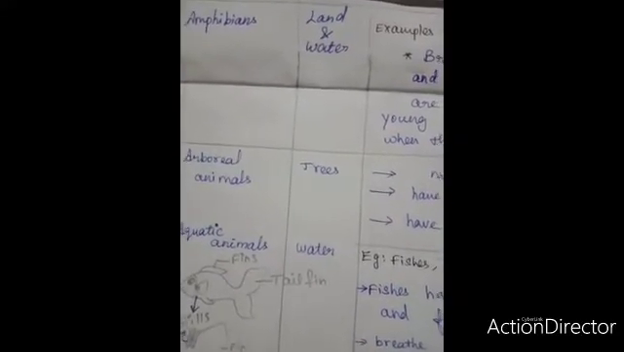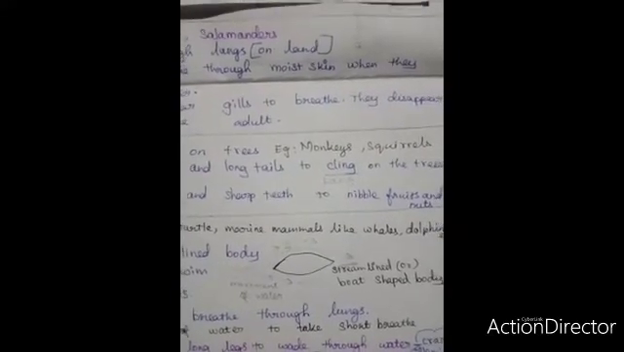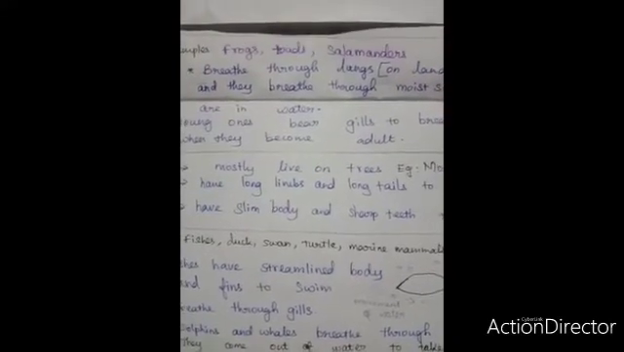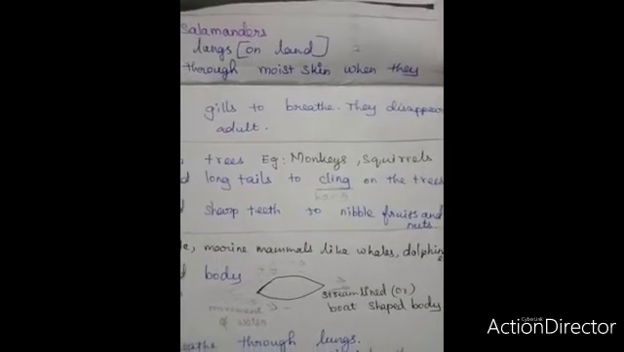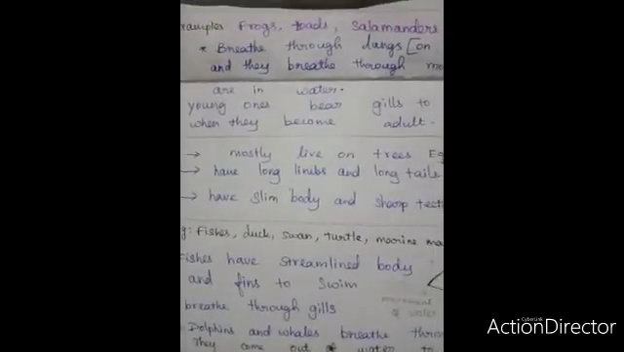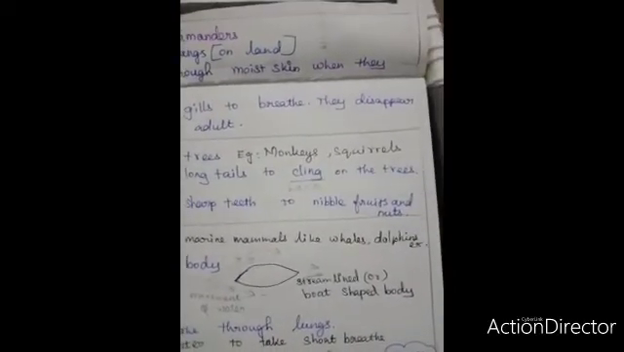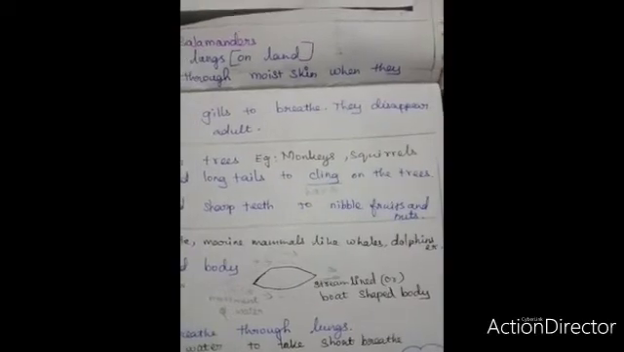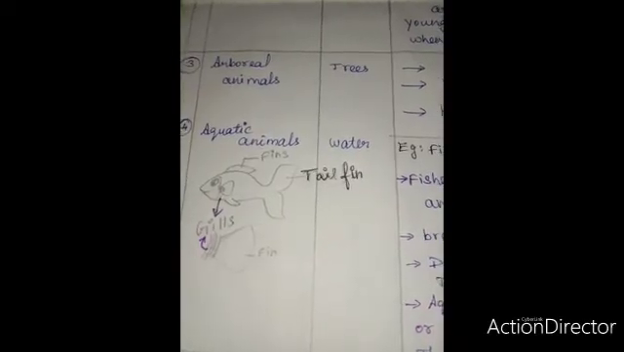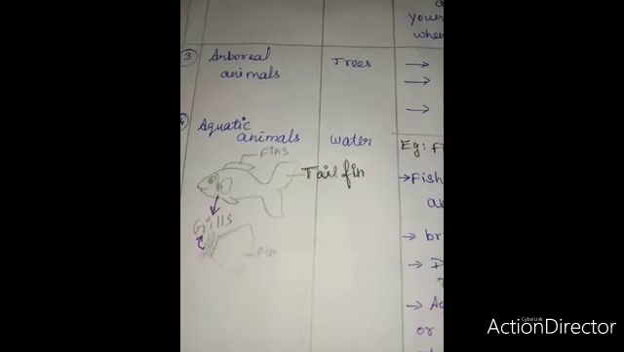Arboreal animals. Arboreal animals are the animals which live on trees. Animals like monkeys and squirrels, they spend most of their time on trees. They also have long limbs and long tails to cling on the trees. They have slim body and sharp teeth to nibble fruits and nuts. Aquatic animals. They are the animals which live in water.